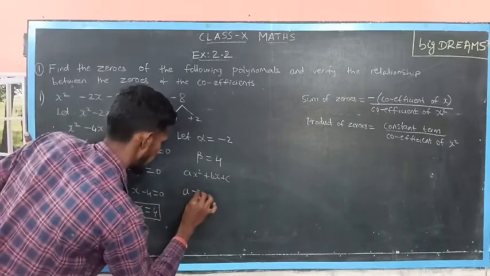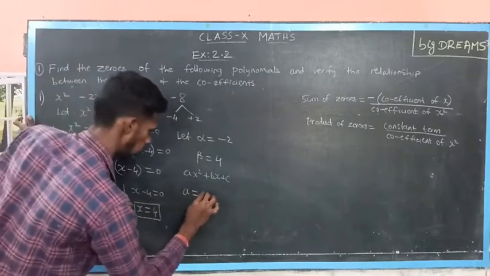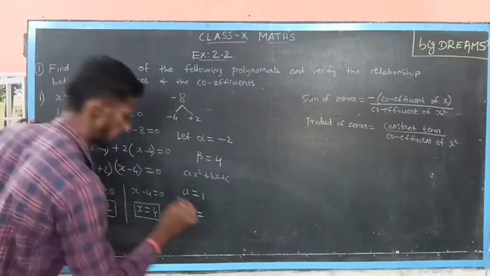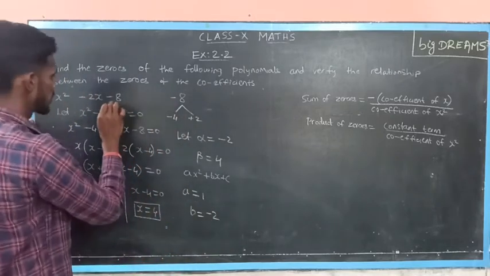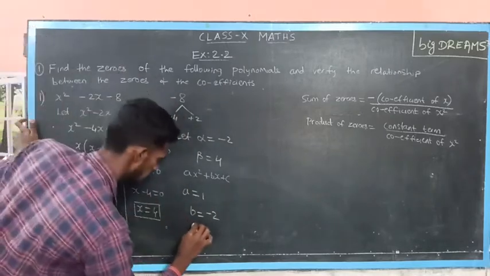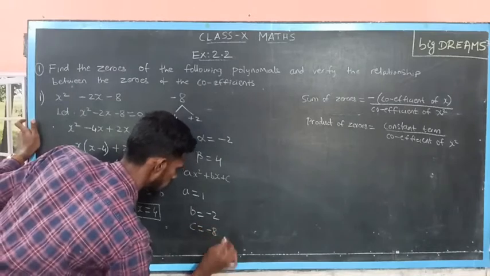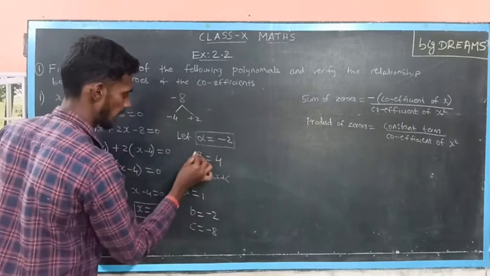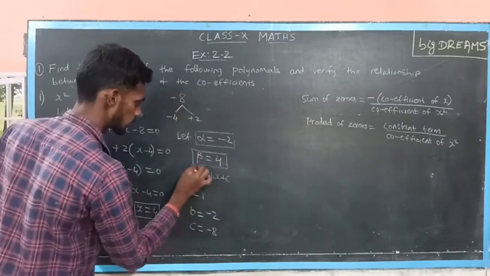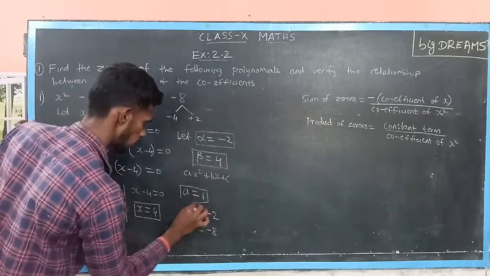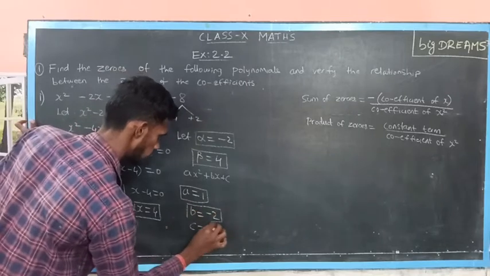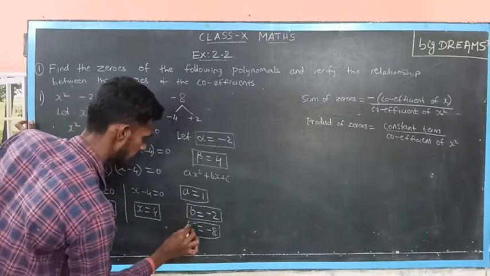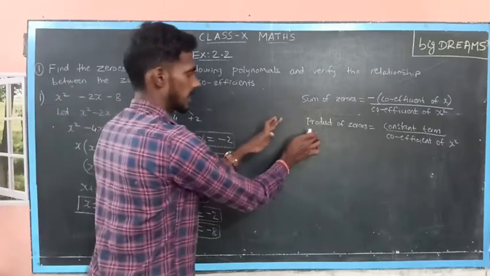So I will get the value of a to be 1, the value of b, that is the x coefficient, minus 2, and the value of c, the constant term, here it is minus 8. So I am going to substitute these values, alpha is equal to minus 2, beta is equal to 4, a is equal to 1, b is equal to minus 2 and c is equal to minus 8, in these relations.